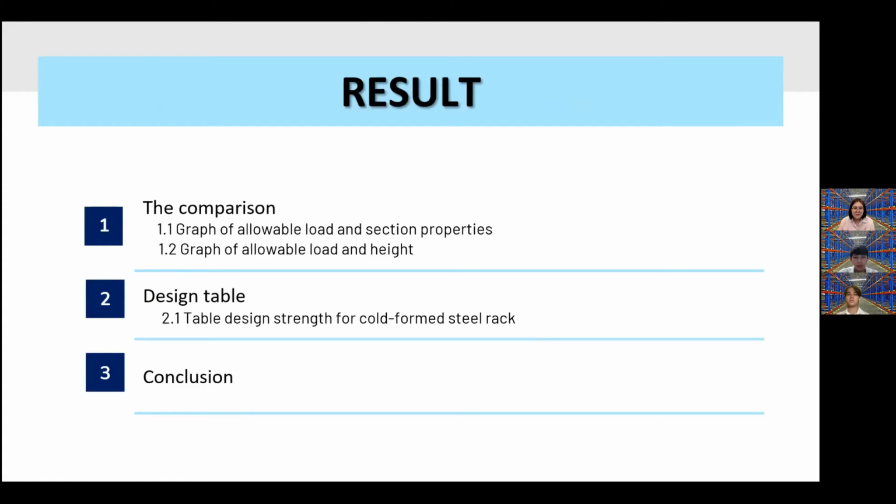For our expected results, we will compare the results by creating graphs. The first one is the relationship between the allowable load and section properties such as width, depth, and thickness, for the 3 cases of eccentricity. The second one is the relationship between allowable load and height, which also covers the 3 cases of eccentricity. Next, we will create the table of design strength for cold-formed steel racks for AISI and IMI as well. After that, we will conclude the overall result of this project.